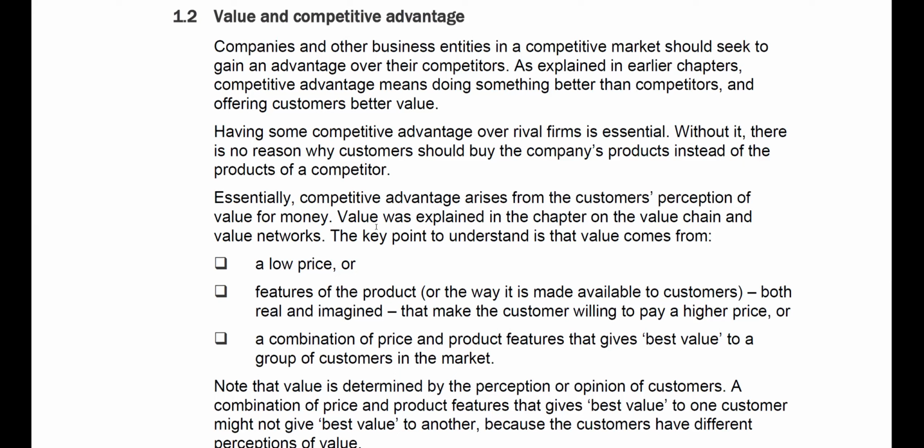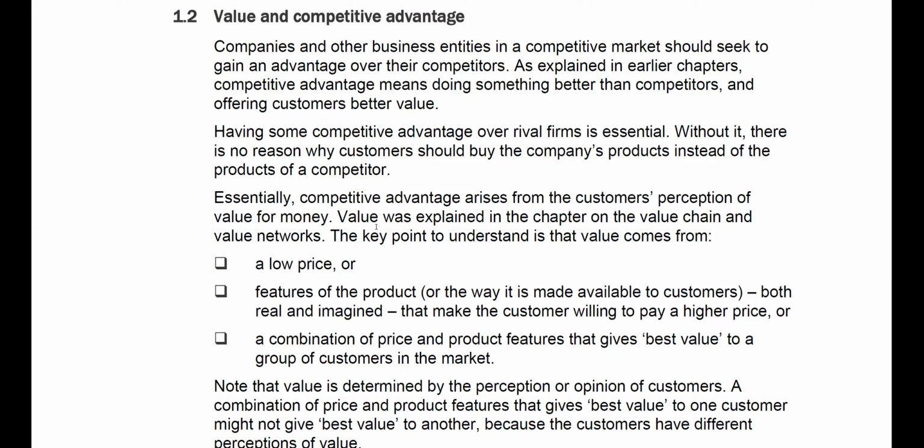Now, value was explained in the chapter on the value chain and value networks. The key point to understand is that value comes from either a low price or features of the product, or the way it is made available to the customers. So both real and imagined. Whether I'm imagining that this is the feeling I'm getting from the product, or it's a real feeling, that can make a customer willing and able to pay for that price. Or it could be a combination of price and product features that gives the best value to a group of customers in the market.